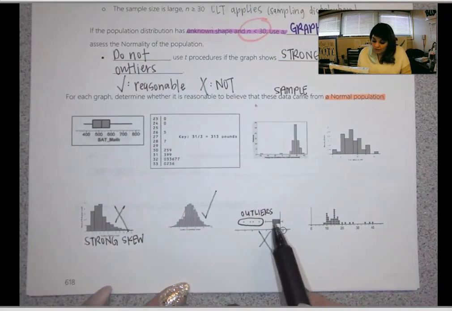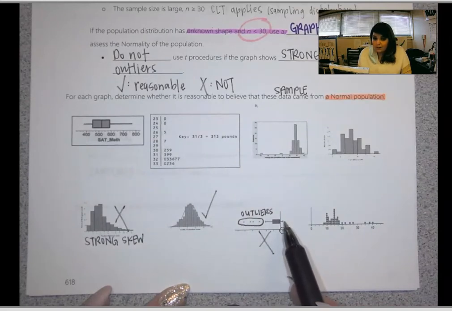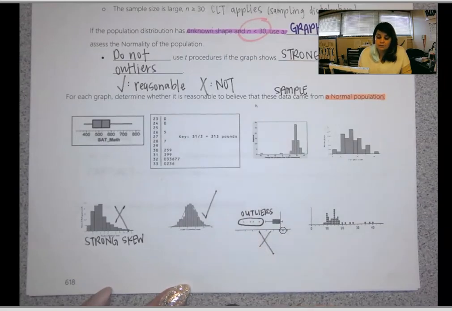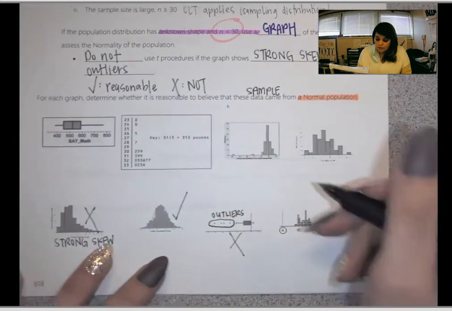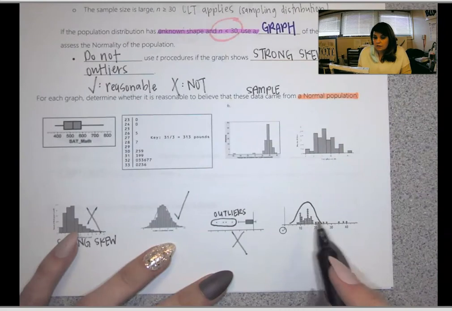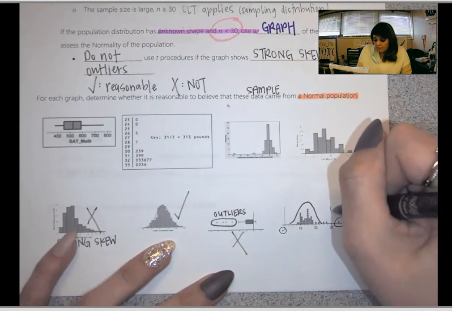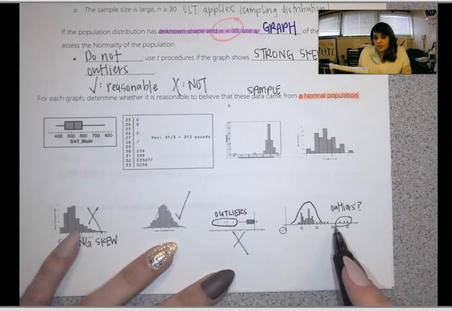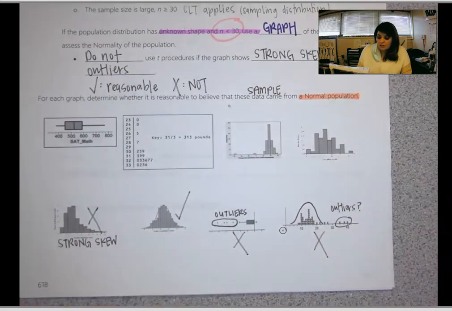If you look at the left side of this box plot compared to the right-hand side, this is also strong skew. So not only do we have outliers, but we also have very strong skew to the left. The bottom right, he's looking okay over here, but I'm pretty sure that these guys are outliers. I'm not 100% sure, but I'm pretty sure those are outliers. So this would be a no.